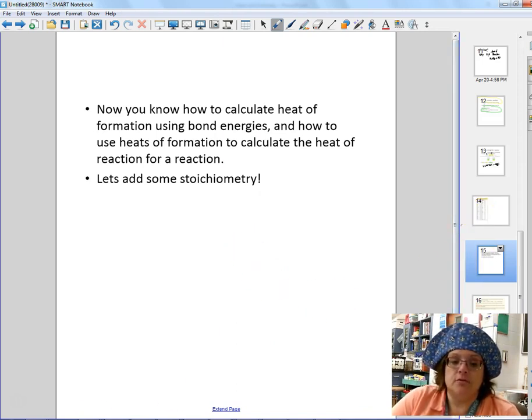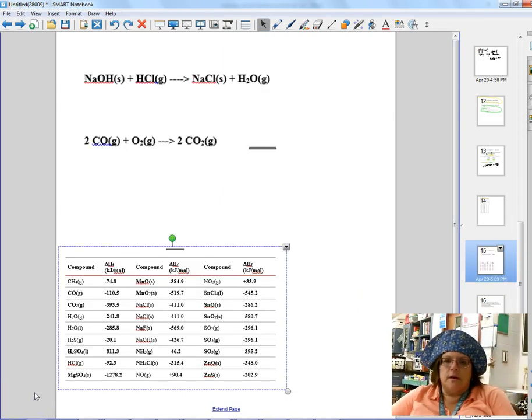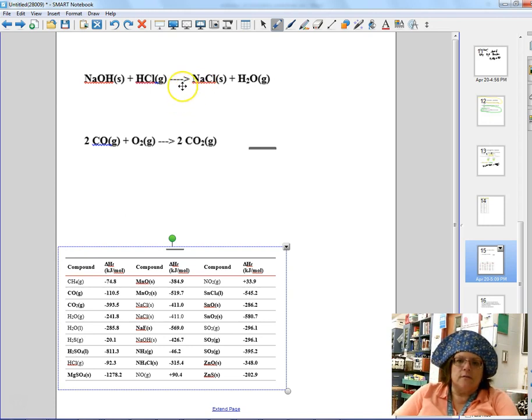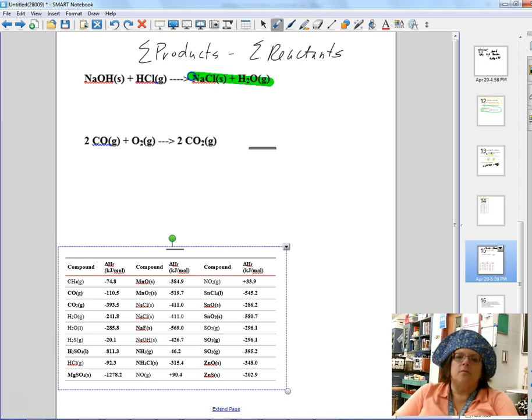I do want to do another example. All right, awesome. So here we have two reactions. Remember, we're going to do the sum of the products minus the sum of the reactants. My products here are sodium chloride and water in the gaseous state. Does that make a difference? Yes, it does. So I'm going to start with the sum of my products.